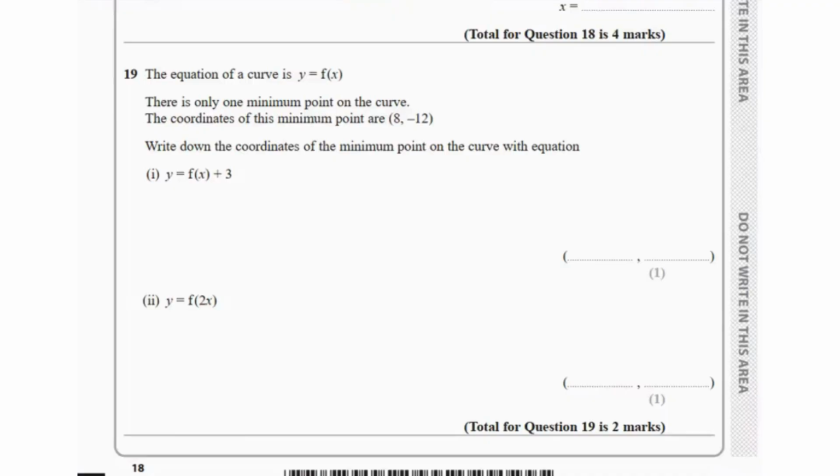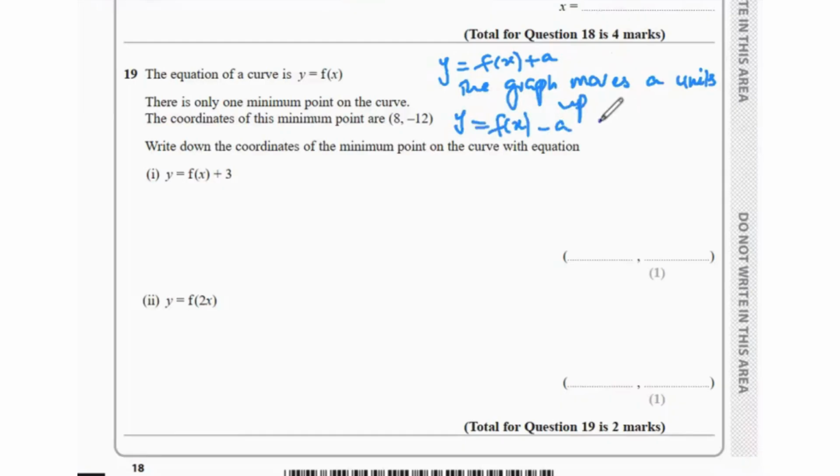So whenever we're adding or subtracting something directly from the function, like over here, it's f of x plus 3. If we're adding something, the graph moves that many units up. And if we're subtracting something, the graph moves that many units down. So if it is y equals f of x plus a, the graph moves a units up.